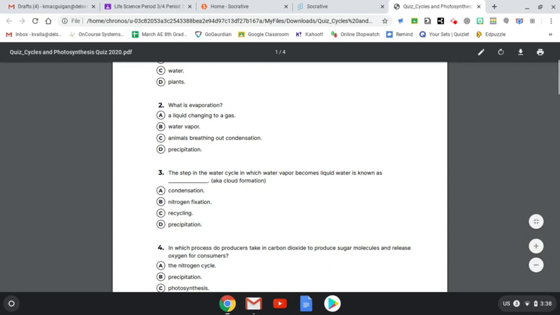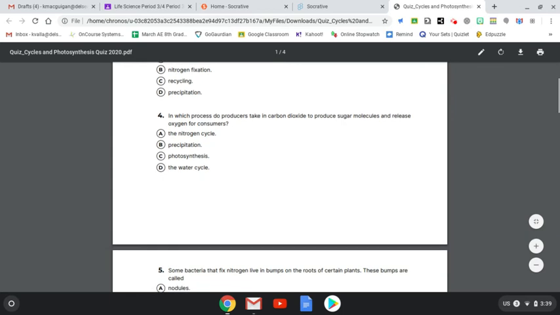Number three, the step in the water cycle in which water vapor becomes liquid water is known as blank. This is also known as cloud formation or how clouds form. That is known as A, condensation, B, nitrogen fixation, C, recycling, D, precipitation.